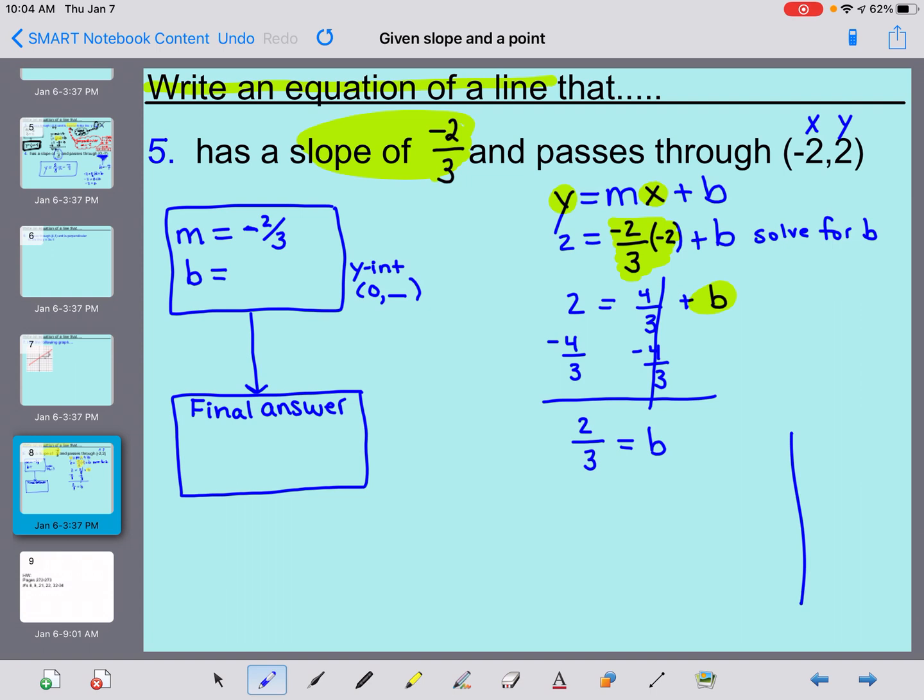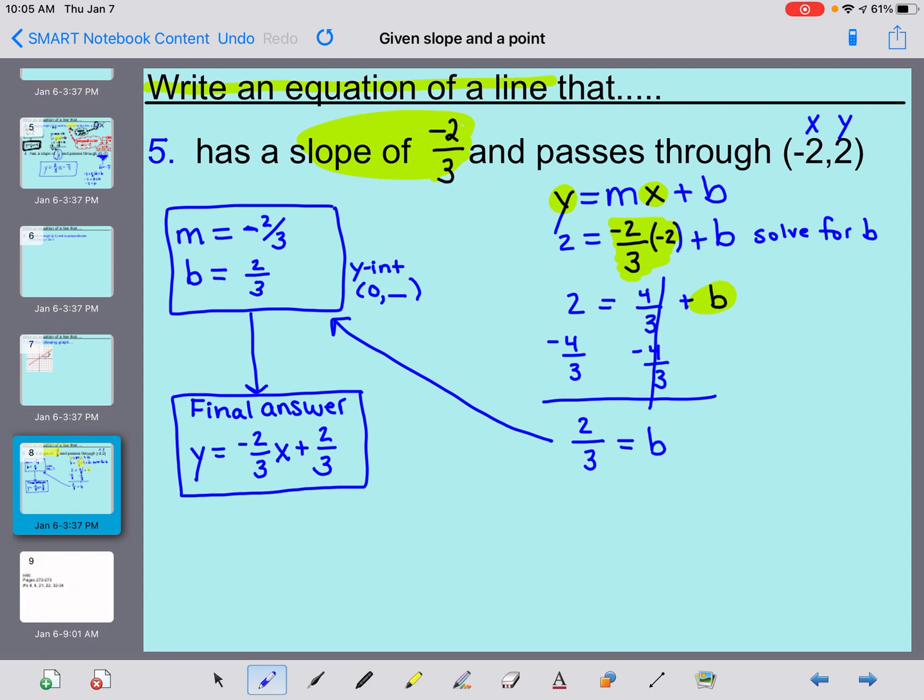Remember that graph that I drew before that I just deleted, right? I thought it was somewhere in between 0 and 1, right? I was actually really close, so 2/3. I was right. So my B value is 2/3. Once you have your M and your B, you can write your final answer. And that's it.